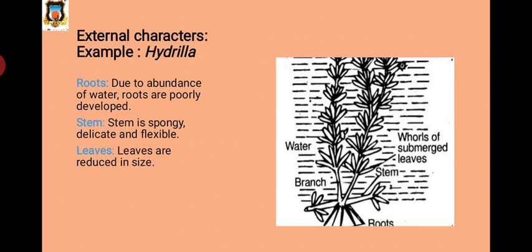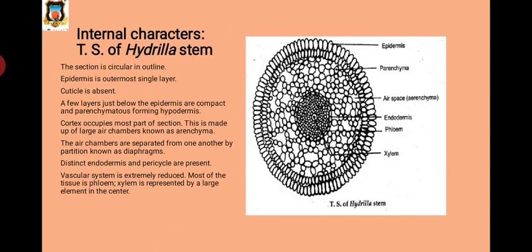The external characters of Hydrilla: the root. Due to abundance of water, the roots are poorly developed, not very well developed. That's why the roots are not performing their function. Then the stem is weak, spongy, delicate as well as flexible. The leaves are small and reduced in size. Then the internal characters, or internal structure, of Hydrilla.